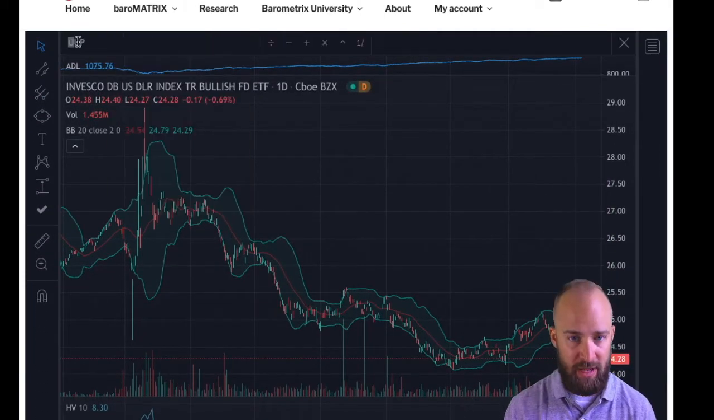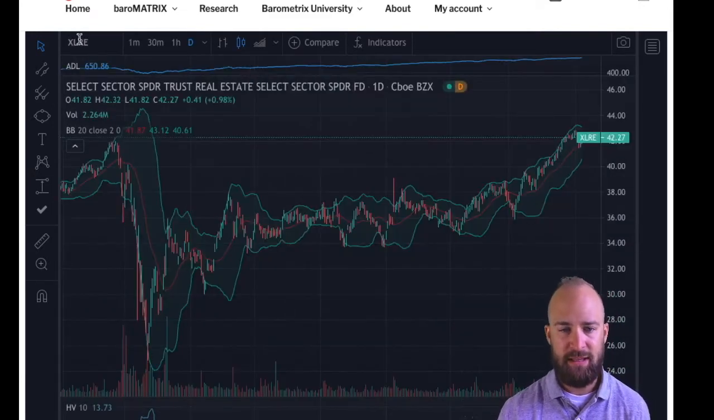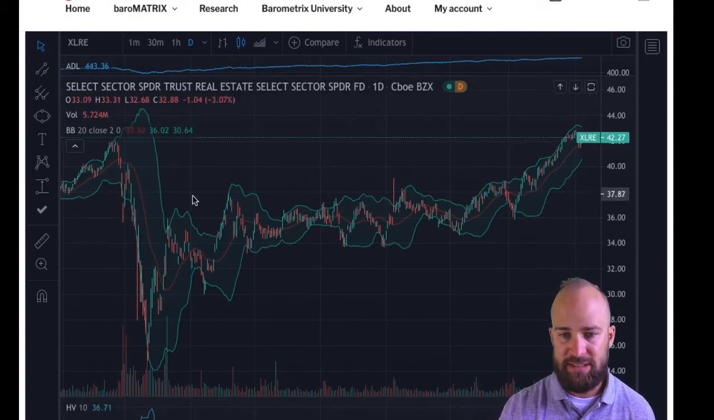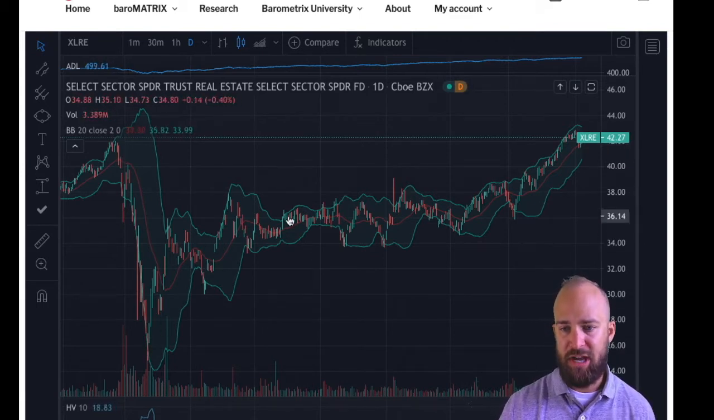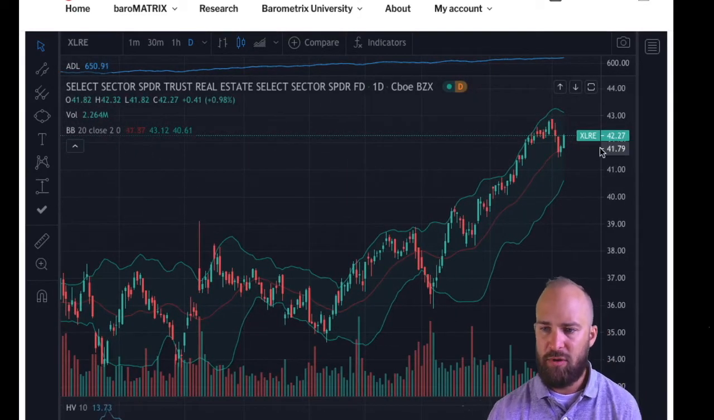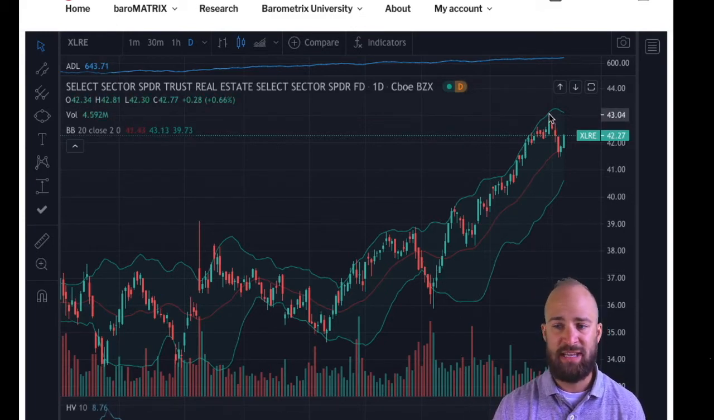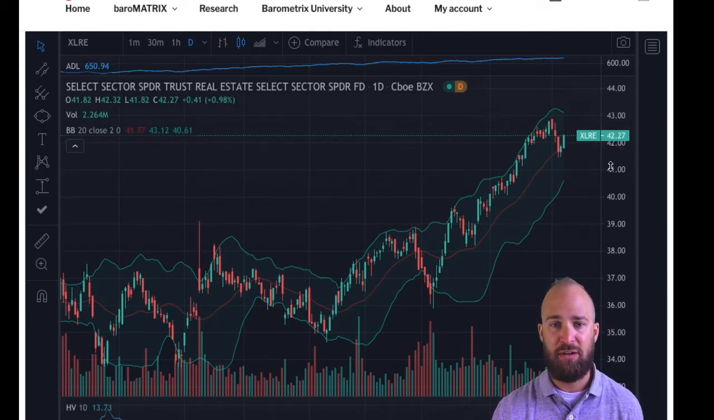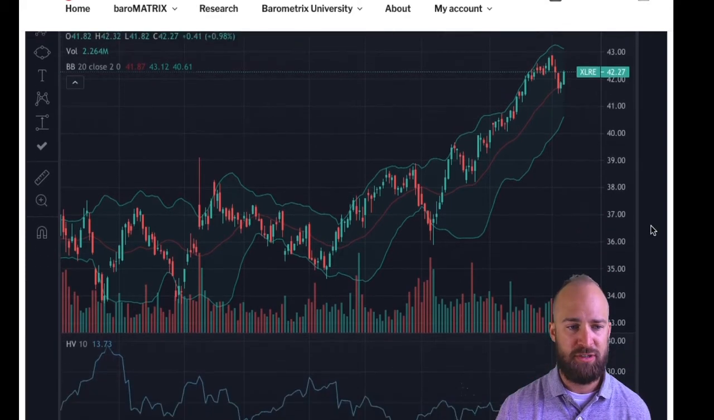There we go. And we'll go over to XLRE. That's the Select Sector SPDR Trust real estate ETF, right? We see that it took a nosedive during the coronavirus fallout, edged higher from there, consolidated for a couple months, and recently has spiked much, much higher. So we see that price has run up to an incredible degree, has recently found resistance at the top end of its range after making cycle highs, and has settled in near the middle of its range, up about 1% today. So all of that on reduced volatility.